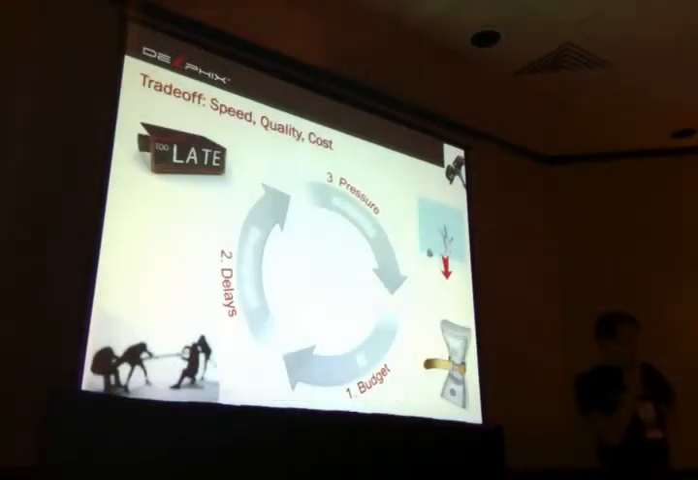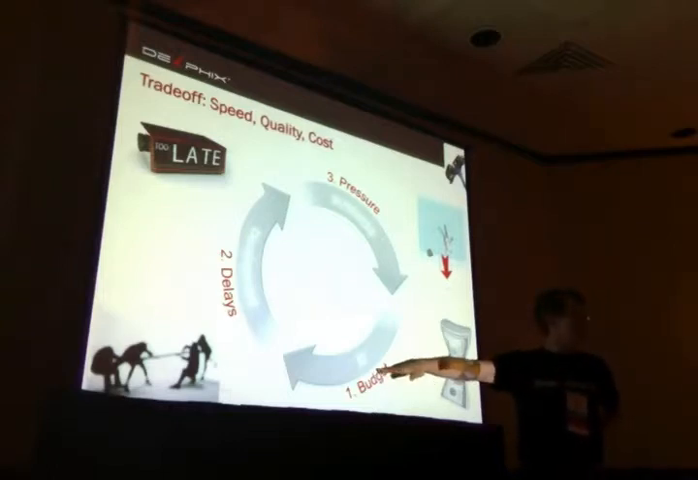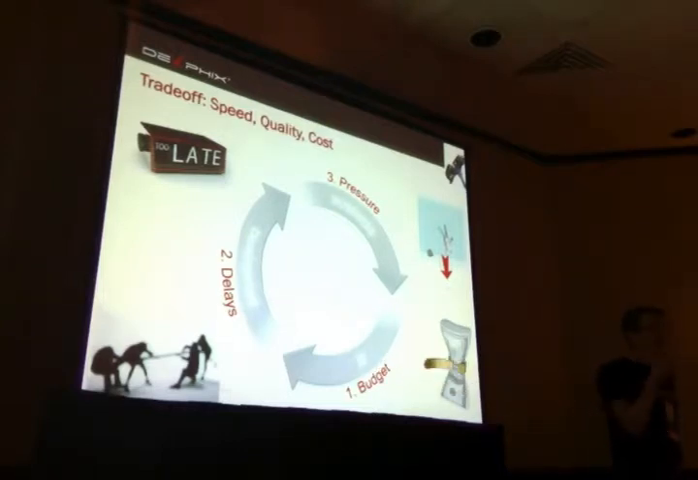So here is a cycle that we see in the industry. I don't know if this is familiar or if you guys run into this per chance, but what I see over and over again, I see IT budgets being constrained. And what's the first thing that gets hit when an IT budget's constrained? QA. Testing.